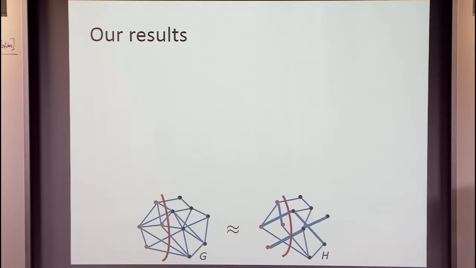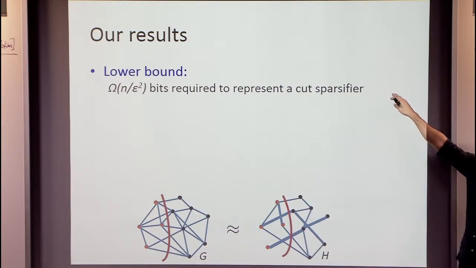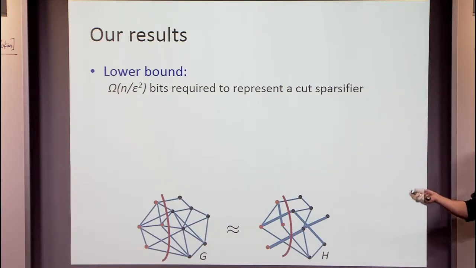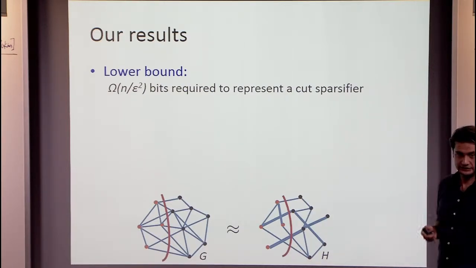Okay, so let me just state the results. So again, for the cut sparsifier problem, first of all, we prove a lower bound that says that, yes, indeed, for cut sparsifiers, n divided by epsilon squared size is necessary. So, just answering the question, yes, even for this, in some sense, simpler problem, n divided by epsilon squared is necessary.